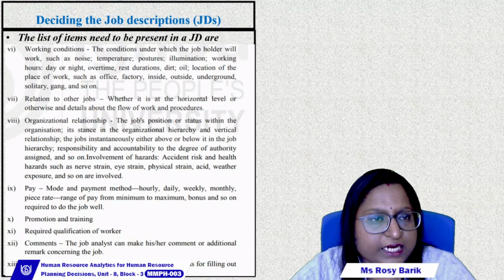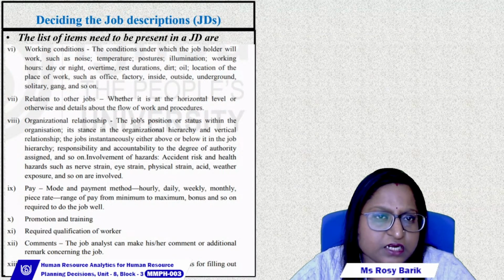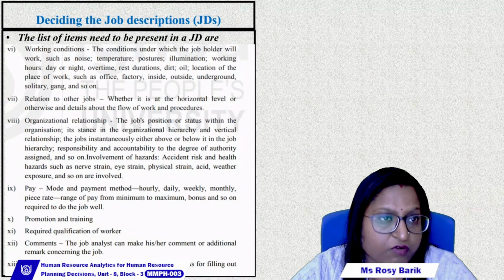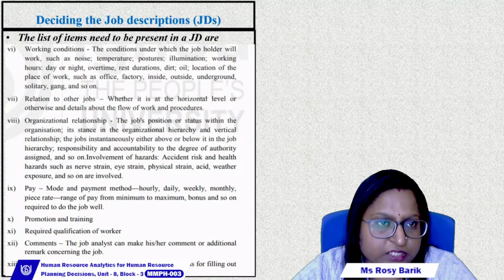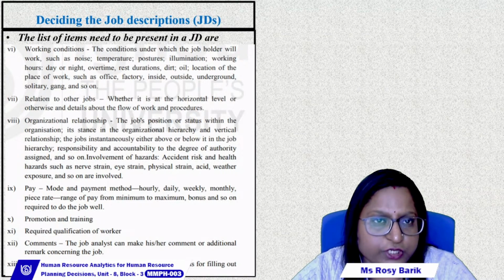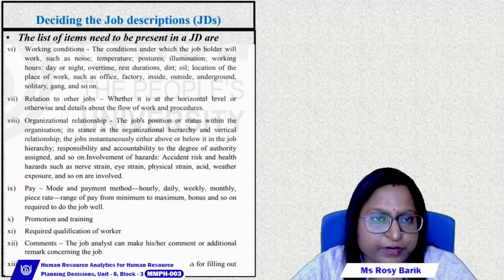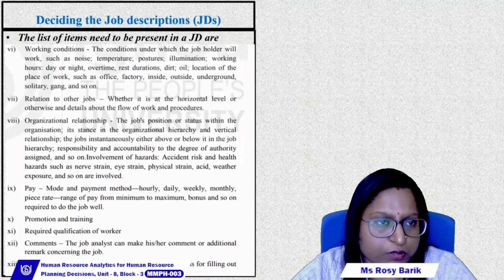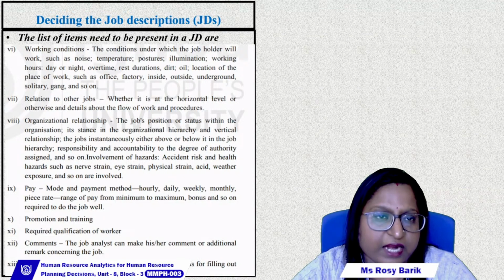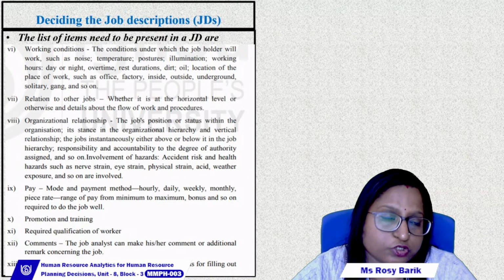Next is working conditions. The conditions under which the job holder will work, such as noise, temperature, posture, illumination, working hours, day or night, overtime, rest duration, dirt, oil, location of the place of work, such as office, factory, inside, outside, underground, solitary, gang, or so on.